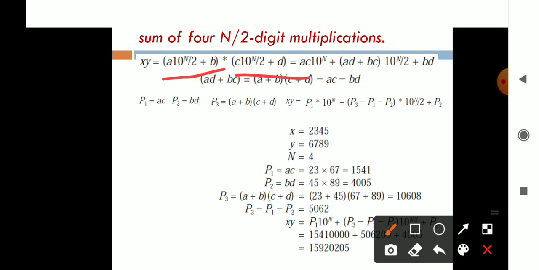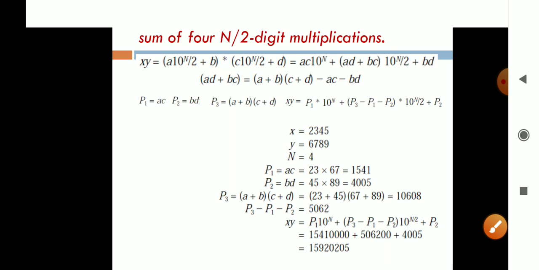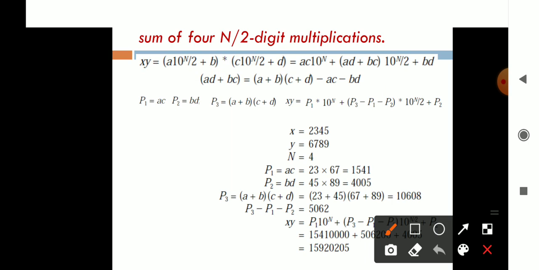That is n by 2 digit multiplication. Here C and D are the two parts of the second number, that is Y. So combined, it will create the equation: AC multiplied by 10 raised to the power n, plus AD plus BC multiplied by 10 raised to the power n by 2, plus BD.